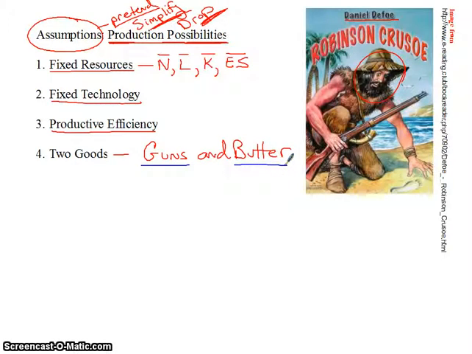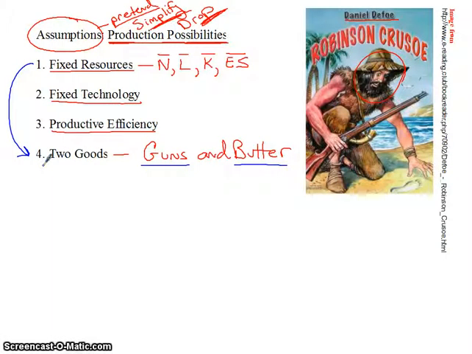Okay, so we got this guy, Robinson Crusoe. He's trapped on this island all by himself. He has fixed land, labor, capital, and entrepreneurial skills. He has fixed technology, and with these resources, he can produce two goods: guns and butter. And on the next podcast, we are going to look at how Robinson Crusoe will make these decisions. And that's how we'll learn about ourselves.